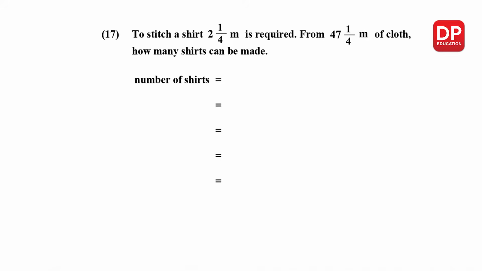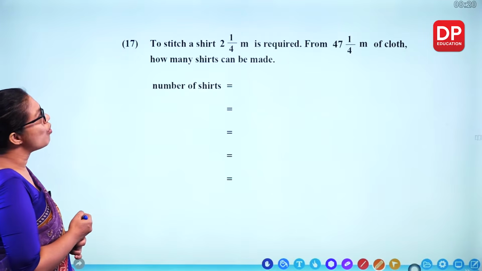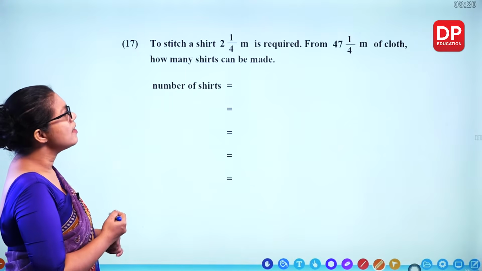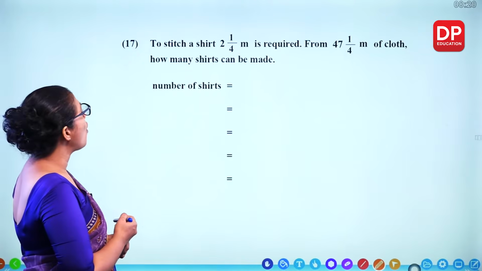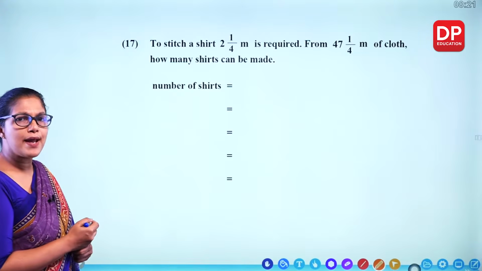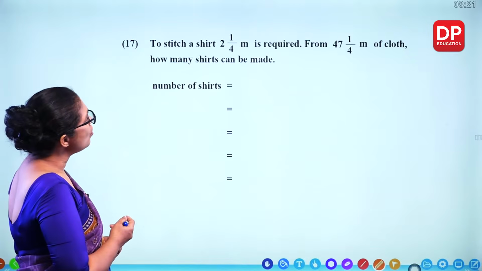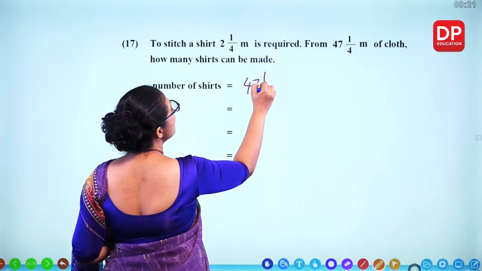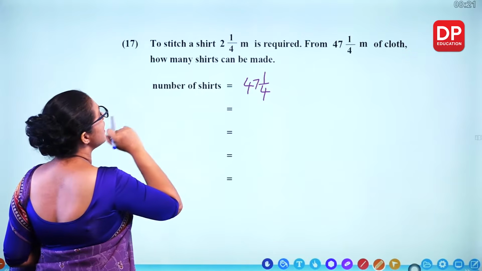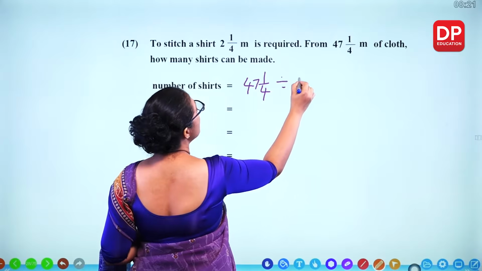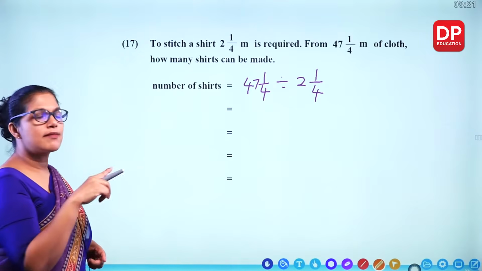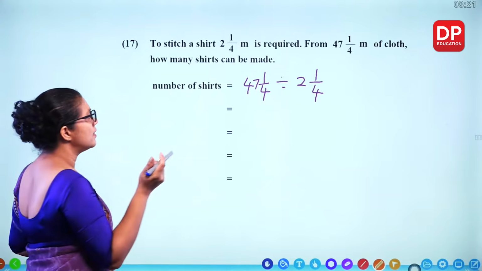A worded problem. To stitch a shirt, 2 1/4 meters is required. From 47 1/4 meters of cloth, how many shirts can be made? So we need to divide. So 47 1/4 is the total length. Divide by 2 1/4. So this is a mixed number divided by a mixed number.